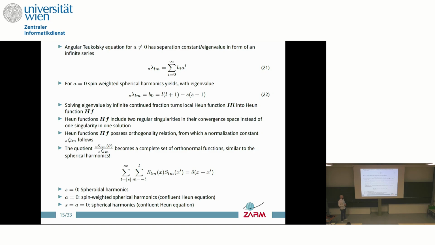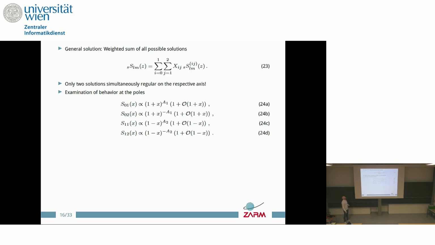Yeah. Spherical harmonics are gained by this limit. Spin-weighted spherical harmonics if we have a non-zero spin for our test fields, and spheroidal harmonics if we, for example, look at scalar wave perturbation in the presence of the Kerr spin parameter.